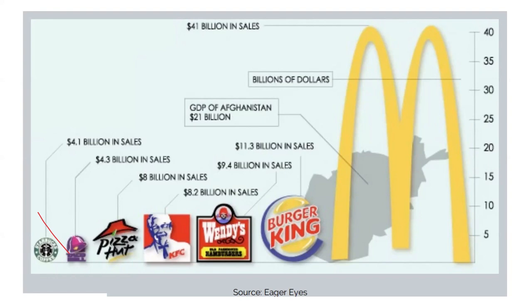What I don't like about it is for each of the brands, you see 4.1 billion in sales, 4.3 billion in sales, 8 billion in sales. The 4.1 is above the 4.3 and is above the 8 and is above the 8.2.